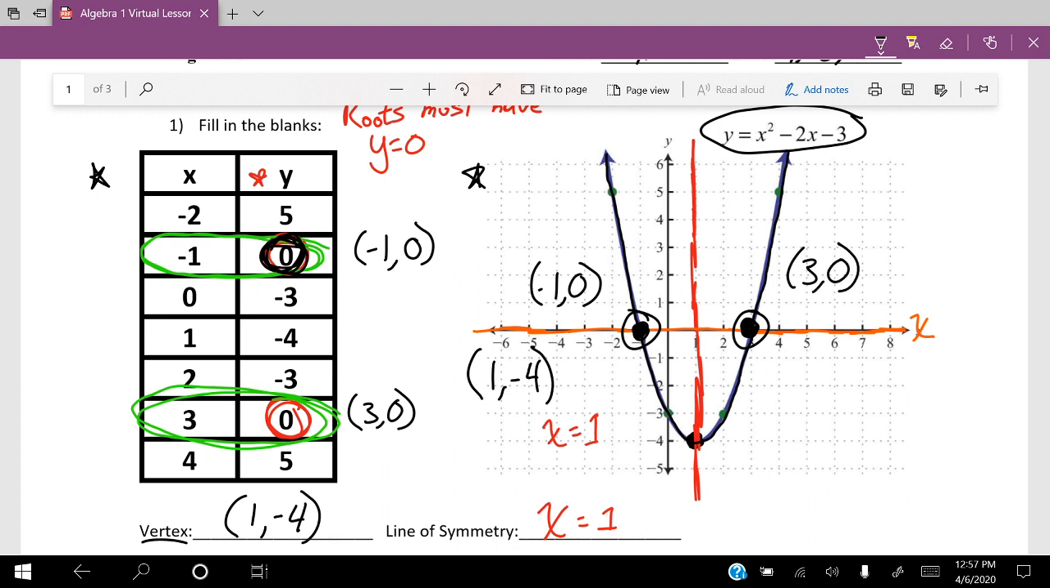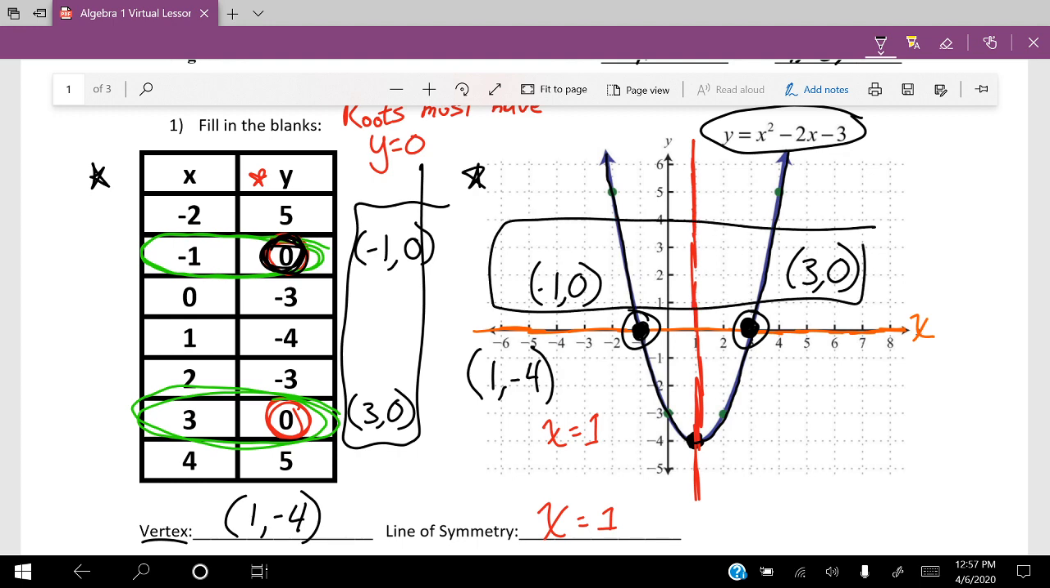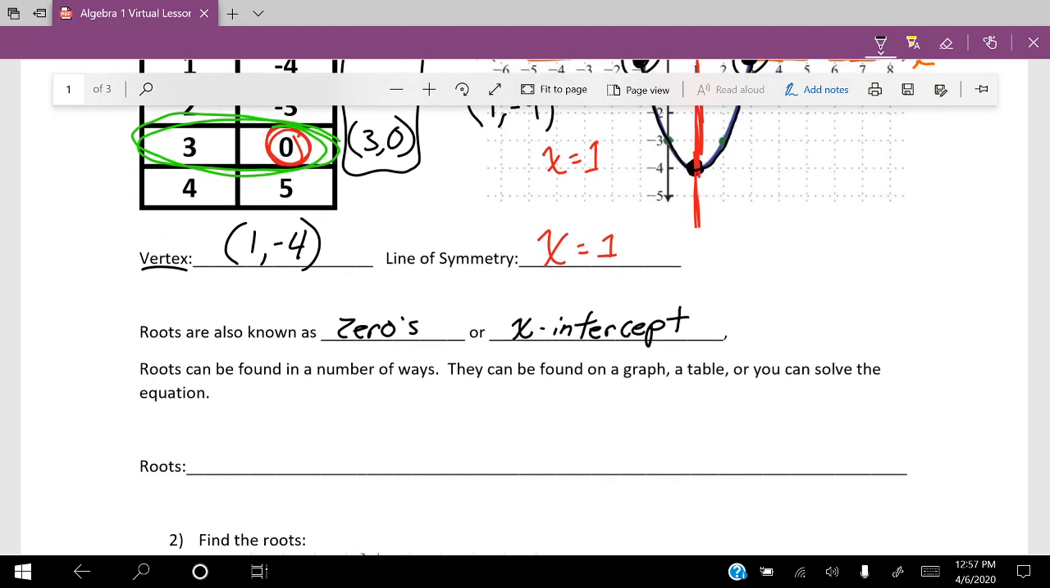And because I know that my table and my graph are the same equation, I know for certain that the roots must be negative 1 comma 0 and 3 comma 0. So when it says, what are the roots? Well, I found it in my table to be negative 1 comma 0 and 3 comma 0, and I confirmed it with my graph.